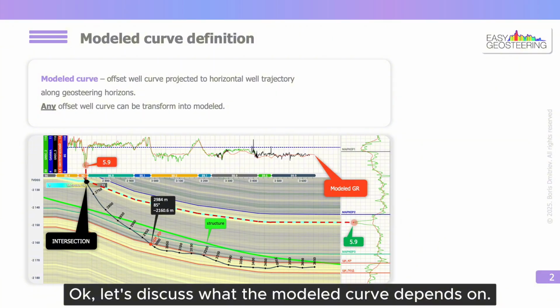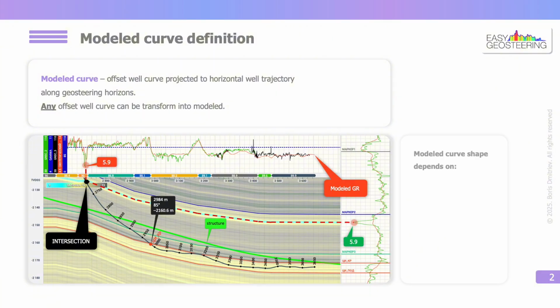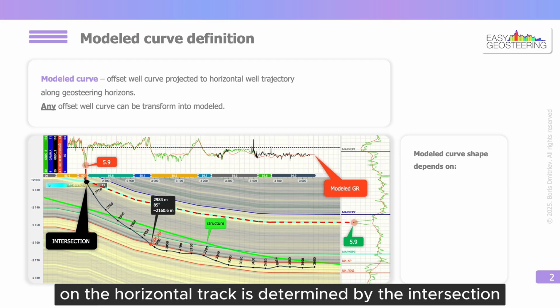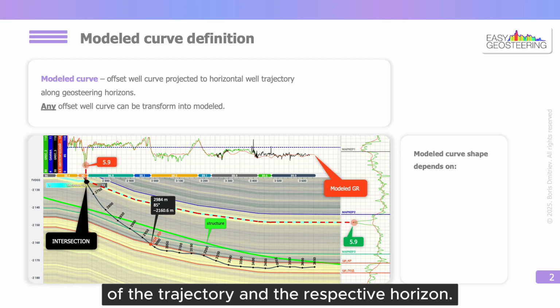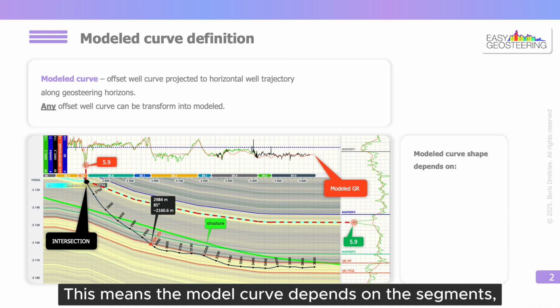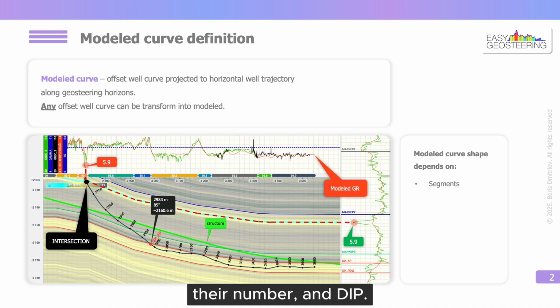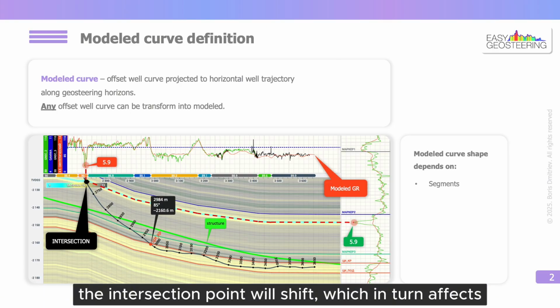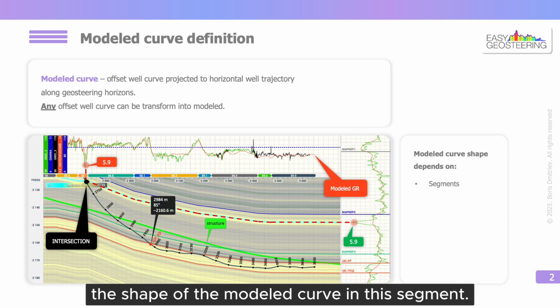Okay, let's discuss what the modeled curve depends on. As we saw, the position of the model point on the horizontal track is determined by the intersection of the trajectory and the respective horizon. This means the modeled curve depends on the segments, their number and dip. If we change one dip in a single segment, the intersection point will shift, which in turn affects the shape of the modeled curve in this segment.